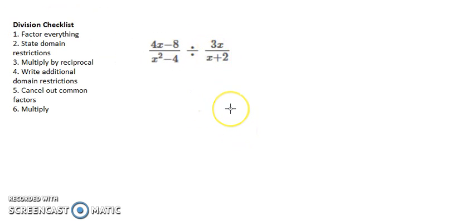This is the problem. So first you want to factor. And I actually got this problem off of a worksheet I have. So it's an actual problem that you might see. It's a normal problem you might see.